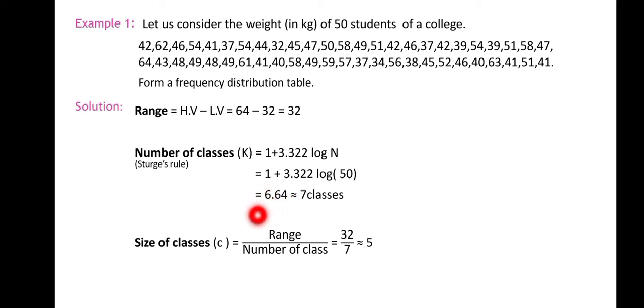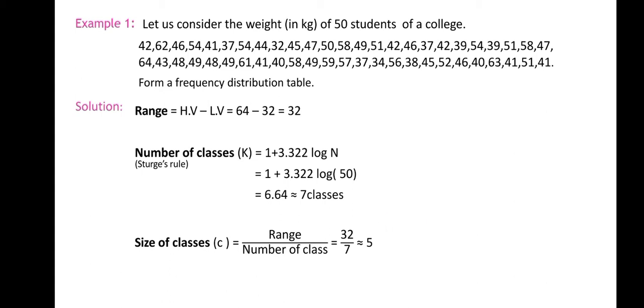That is nearly equal to 7 classes. Okay, approximately it is equal to 7 classes. Next, let us calculate the size of the class or width of the class. So write down the formula of width, that is C is equal to range divided by number of classes. So here range is 32 divided by number of classes 7. Hence we get it as approximately equal to 5.